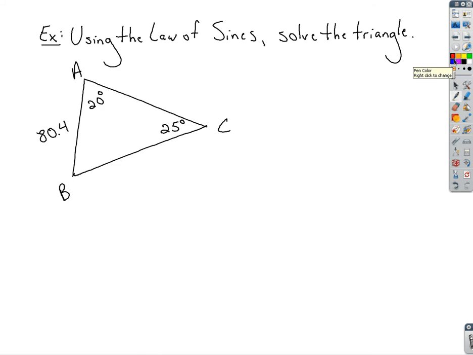So if we're asked to use the law of sines here to solve the triangle, first we got to remember what it means to solve a triangle. To solve a triangle, that means you have to find all missing angle measures and all missing side measures. The way this problem's set up, you've got two angle measures given. So finding the missing angle measure for B here is not going to be too hard, right? Just take 20, add to 25, get 45, subtract from 180. Angle B is going to be 135.